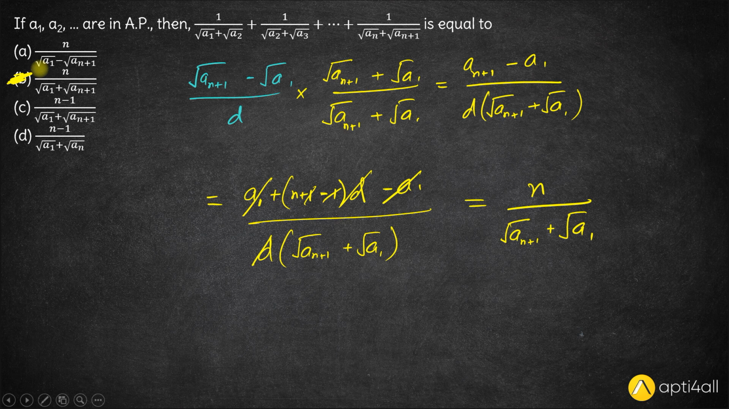So this is the longer way of doing it, and this is how you do it, by multiplying and dividing with the conjugate.